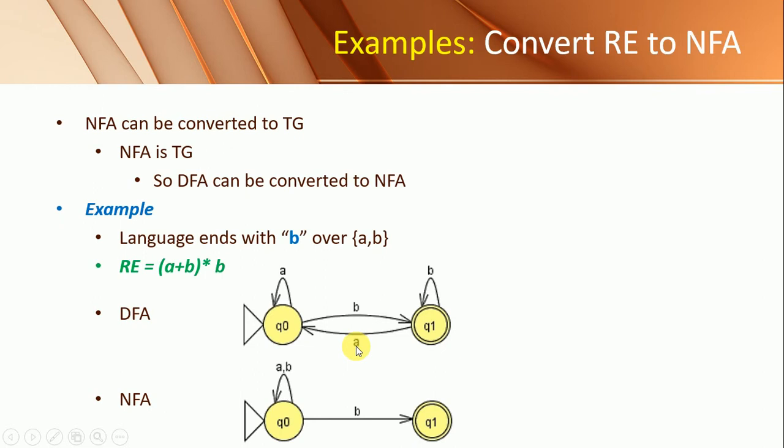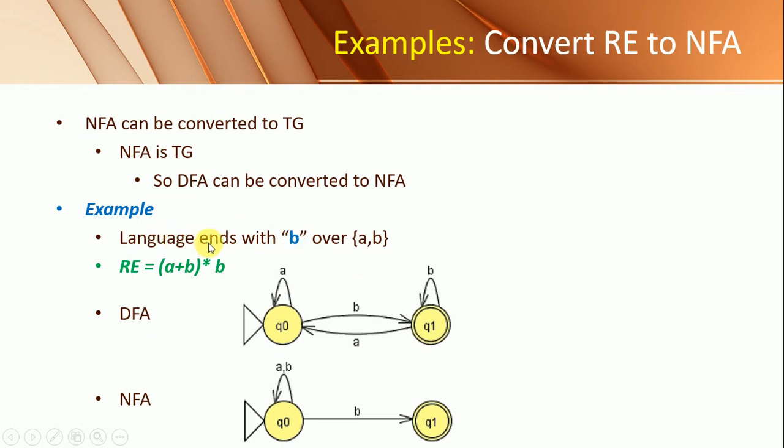Another example. NFA can be converted to a transition graph. NFA is a simple transition graph, because a transition graph is more relaxed than NFA. So NFA will be a specialized form of transition graph. So DFA can be converted to NFA. This is the DFA and this is the NFA.